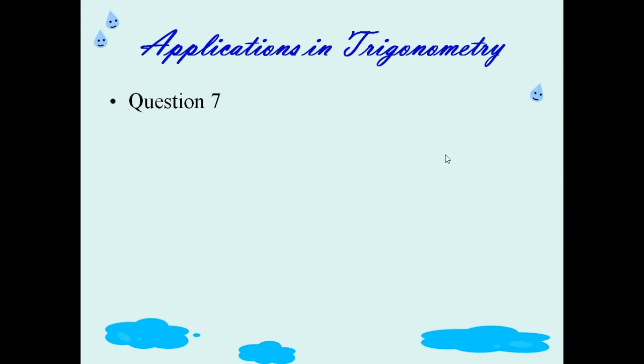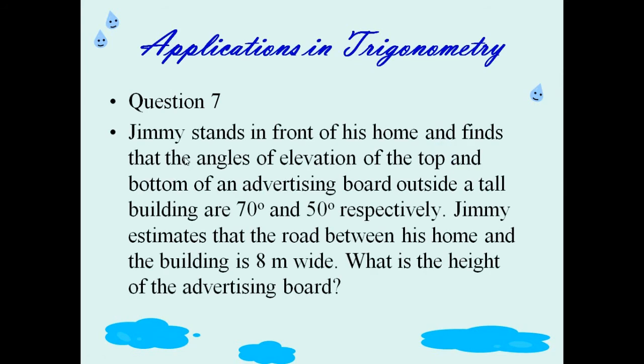That's another question, question 7. Jimmy stands in front of his home and finds the angles of elevation of the top and the bottom of an advertising box outside a tall building are 70 degrees and 50 degrees respectively. Jimmy estimates the road between his home and the building is 8 meters wide. What is the height of the advertising box?